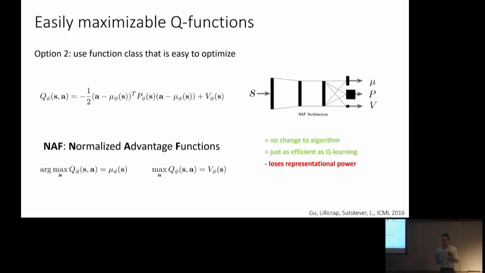So not all problems have Q functions that are quadratic in the action. So there's some additional approximation going on here, and maybe you really want that representational power. Maybe the reason that you're using neural nets is because you want to be able to represent really complex functions. So that's a price that you pay here. But the gain is in simplicity.